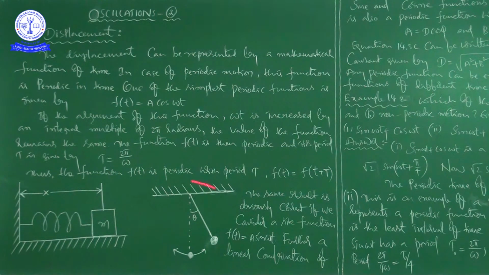Now, if you see this picture, this is an oscillating simple pendulum. Its motion can be described in terms of angular displacement theta from the vertical. This is the angular displacement. So here we have two examples to discuss oscillatory motion, and more than that, to discuss the displacement of a body executing oscillatory motion.